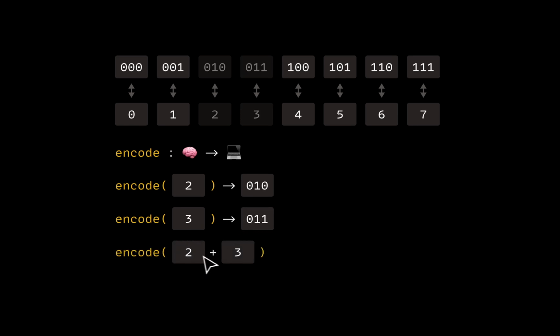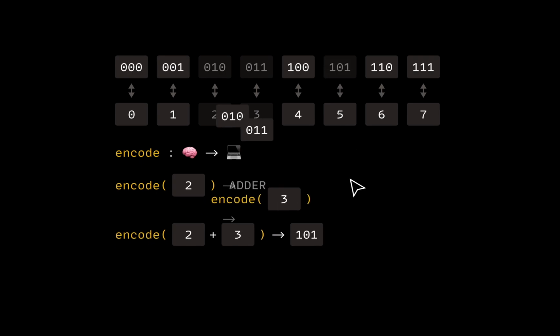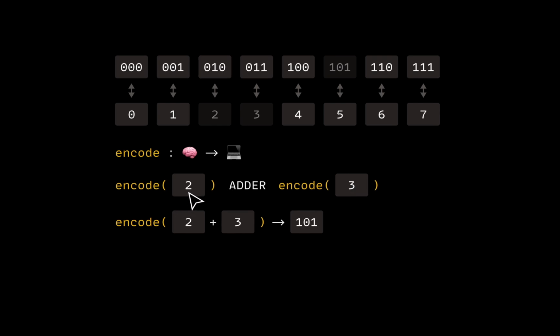And if we encode the result of adding 2 and 3 in our heads, which would be 5, well, 5 would encode to this bit pattern. But what's cool is, if we first encode 2, and then encode 3, turning them into their underlying bit patterns, and then combine them with this adder logic gate, that will output the bit pattern for 5.